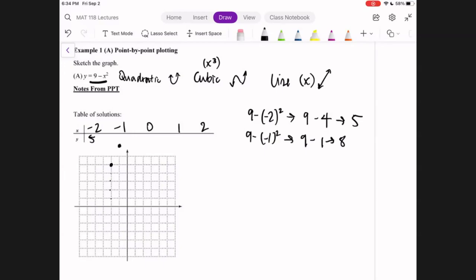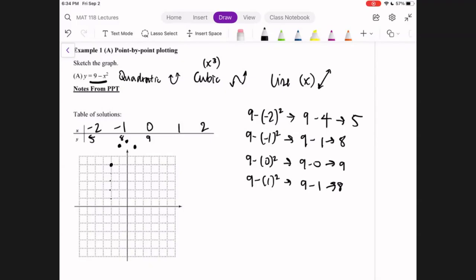Okay. And then at 0, 9 minus 0 squared would be 9 minus 0, and that will be a 9 if I subtract those. So at 0 I get 9, so a little bit higher here. And then if I plug in my 1, I get 9 minus 1 because 1 squared is 1. And this will give me an 8.